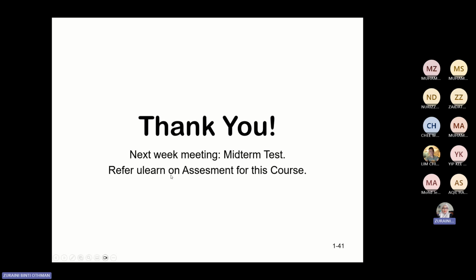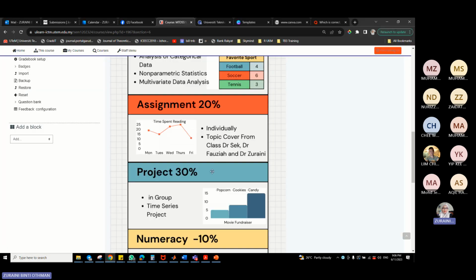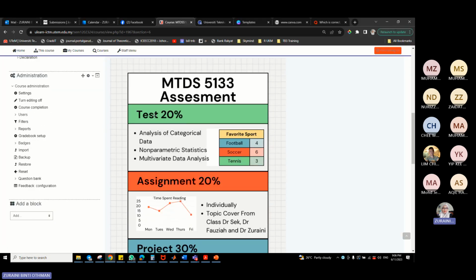Okay, just now we already you learn on assessment for this course, right? So next week, midterm test. Is it okay? Midterm test. Okay, midterm test yang ni lah, test 20%. It's including the analysis of categorical data, non-metric statistic and multivariate data just now.